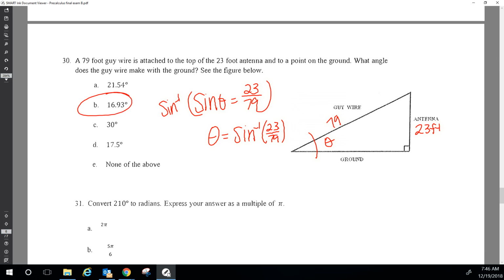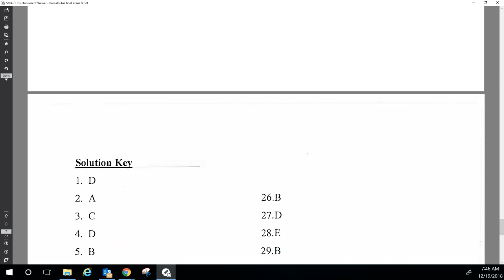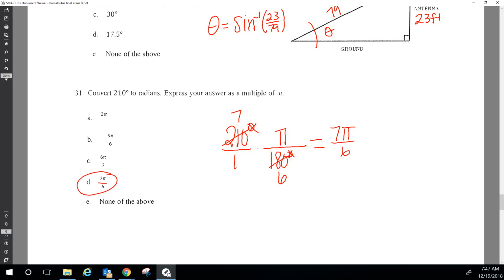All right, there's just one more question. Convert 210 degrees to radians, express your answer as a multiple of pi. So 210 degrees, I want to go to radians. I know there's 180 degrees for every pi. Halfway around the circle is 180 degrees, halfway around the circle is pi radians. Now our degrees cancel out, and we're in radians. 30 goes into 210 7 times, and into 180 6 times. So this would give me 7 pi over 6, which would be number 31.